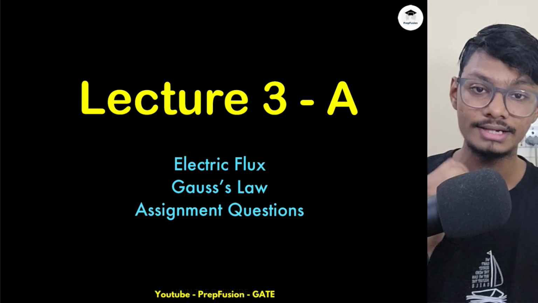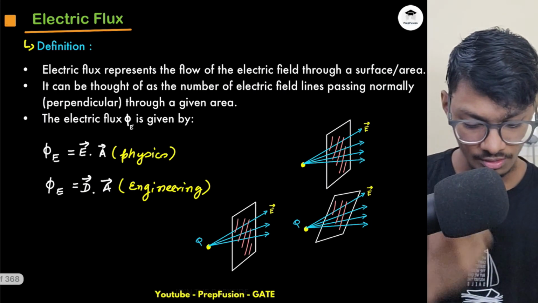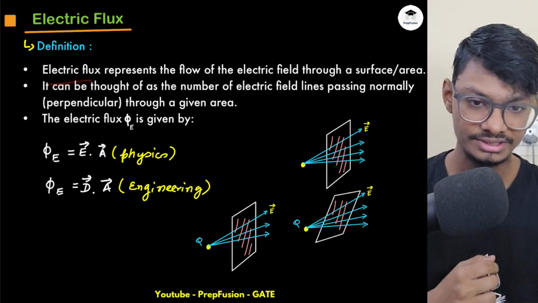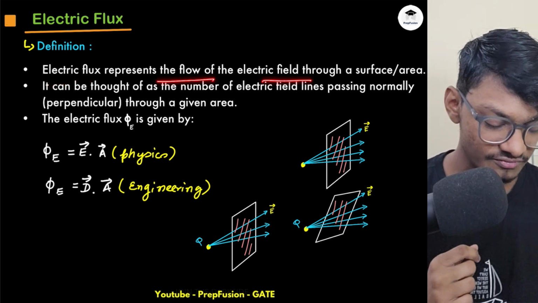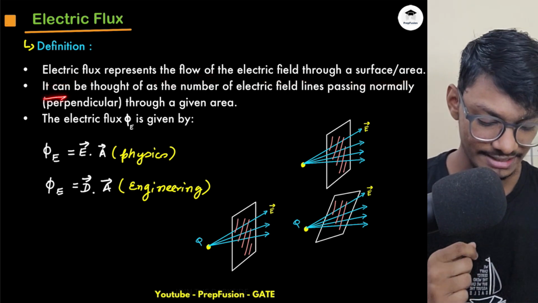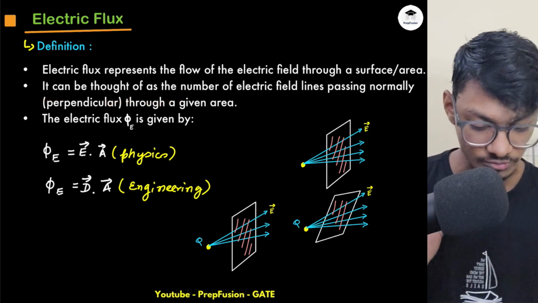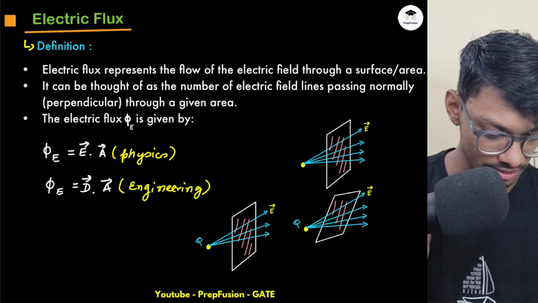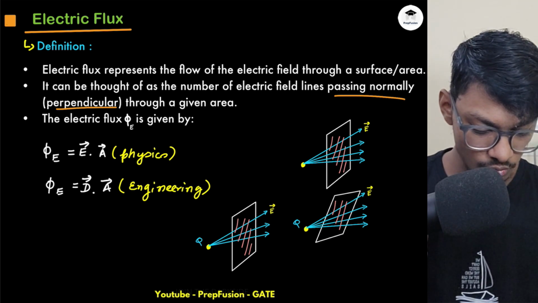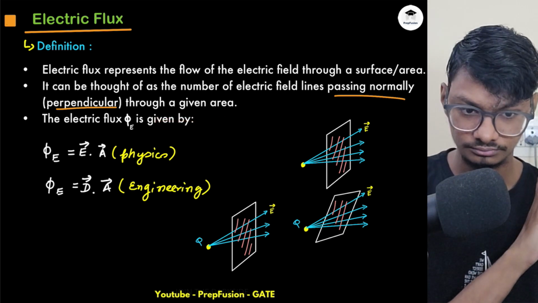Now let's start with electric flux. What is electric flux? Electric flux represents the flow of electric field through a surface or area. It can be thought of as the number of electric field lines passing normally, which is very important. This point I will come to later on, don't worry. Normally through a given area.